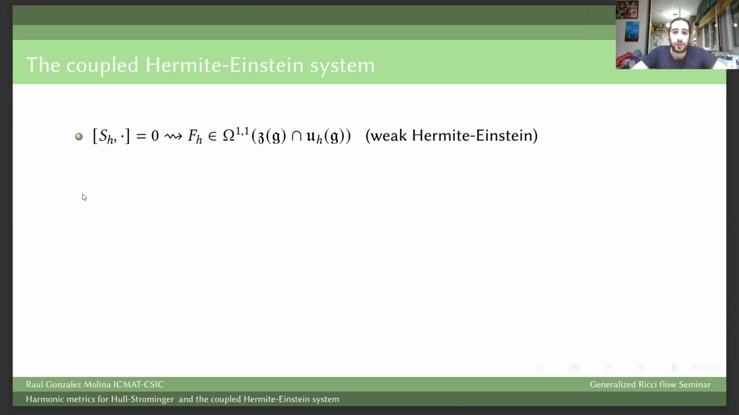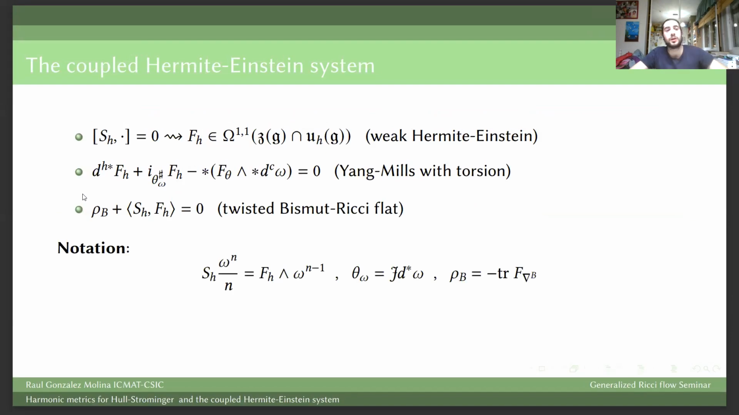Okay, so let me give you all the notation. These are the three equations that are actually equivalent to having a Hermite-Einstein metric. The first one here, S_H, stands for the scalar curvature, taken with respect to the Hermitian metric of the solution. This is the commutator inside the Lie algebra, and this tells me that the curvature must lie inside this bundle: (1,1)-forms taking values in the center of the Lie algebra and also in the unitary part of the Lie algebra with respect to the Hermitian metric.